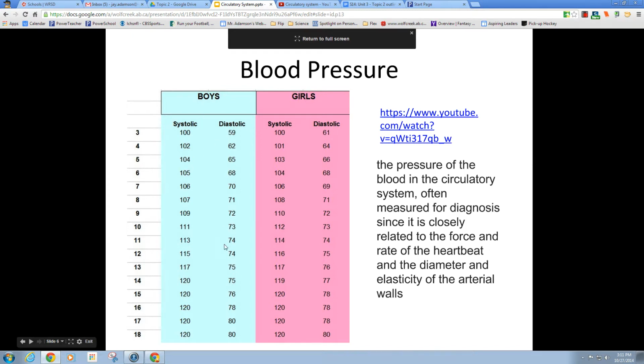If we look here at this blood pressure chart, the numbers in white on the side show your age and what your blood pressure should be at. Most of you in this class right now are in the 15 to 18 range, and for the most part around 120 over high 70s to 80. Girls, you're in the same range, maybe a little bit lower, and that's what your blood pressure should be at.